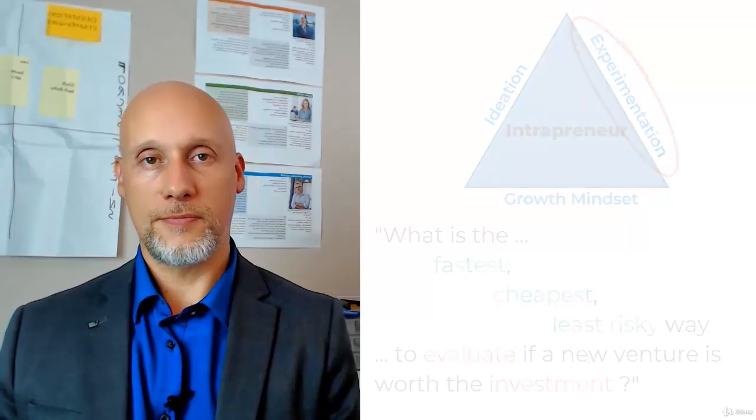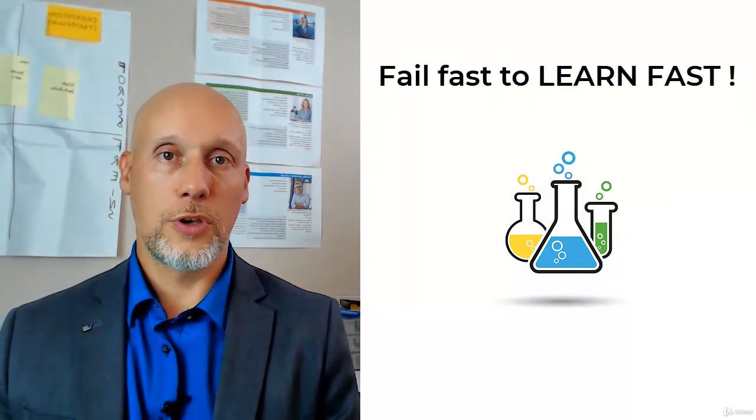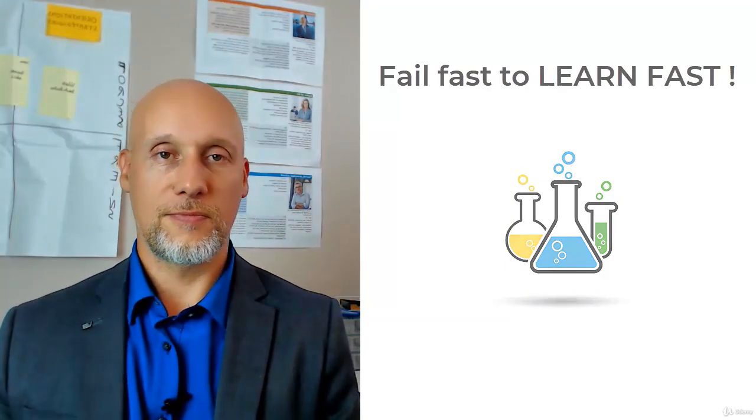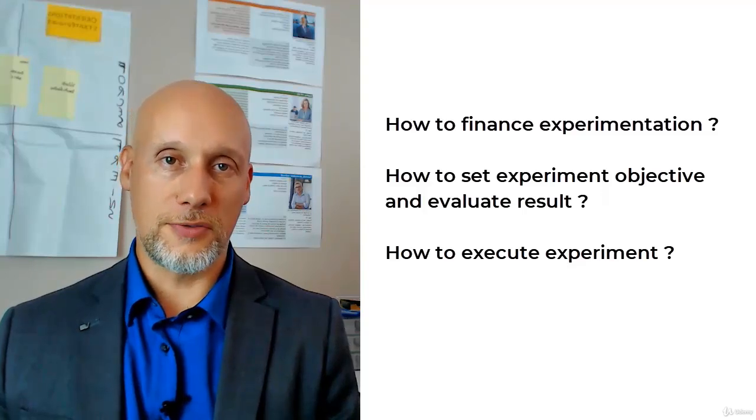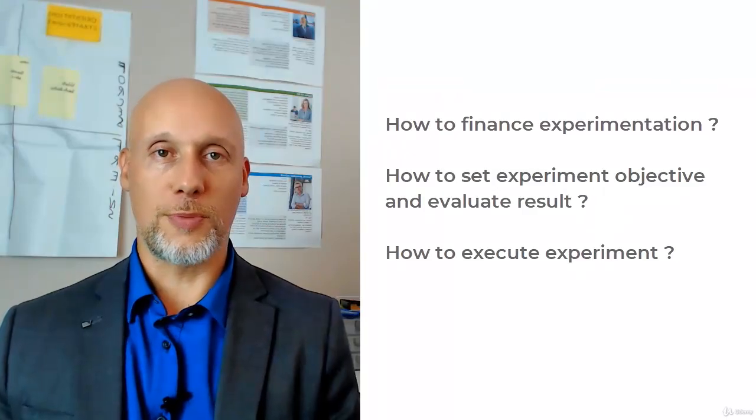In the same way that you can't learn without making mistakes, you can't experiment without occasionally failing, and we'll get back to the definition of failing in this case. However, the goal is not just to fail fast, as the saying goes, but here the goal is to fail fast in order to learn fast. In this theme, we're going to look at three topics: how to finance experimentation, how to set objectives and check results of experiments, and then how to execute experiments.